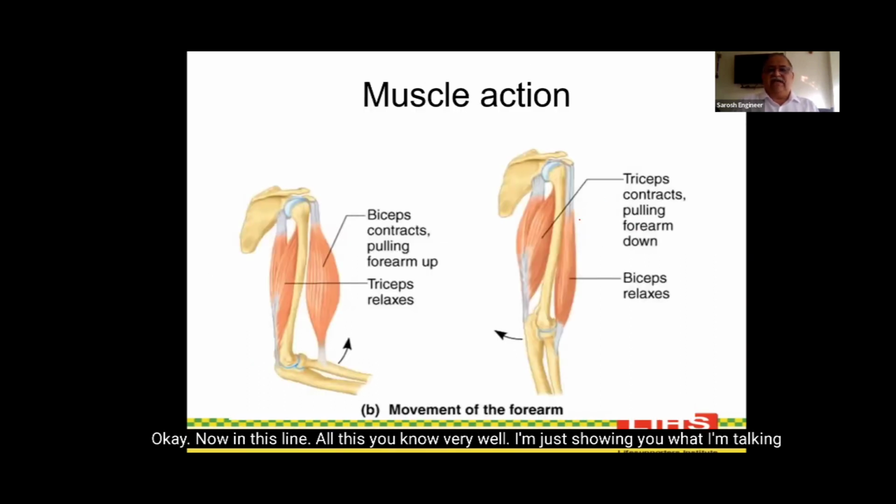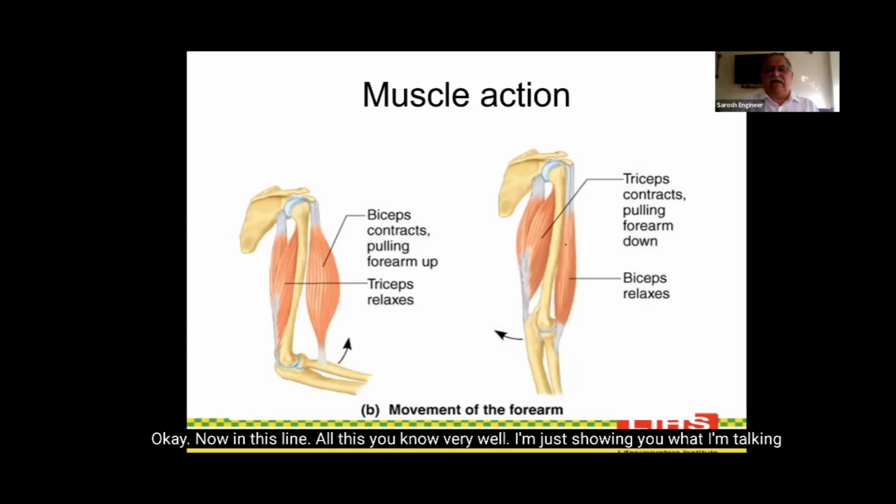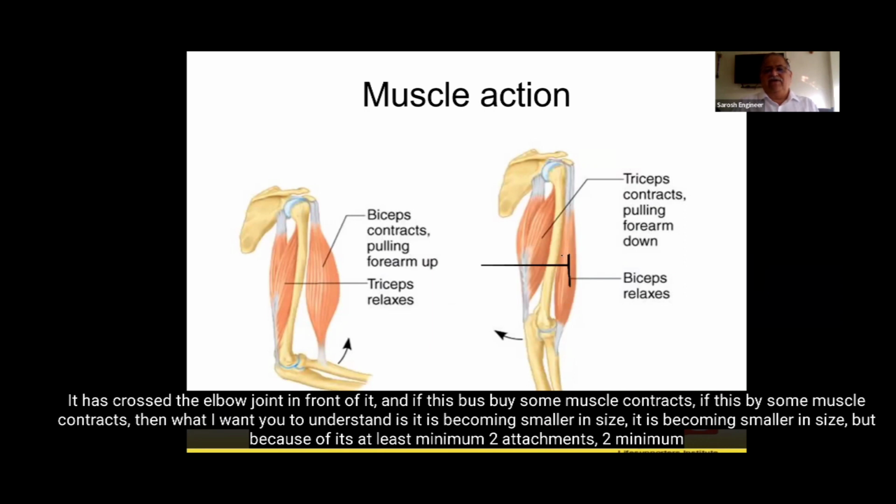Now in this slide, all this you know very well. I'm just showing you what I'm talking about. This biceps muscle is in front of the elbow joint, right? It has crossed the elbow joint in front of it. And if this biceps muscle contracts, what I want you to understand is that it is becoming smaller in size.